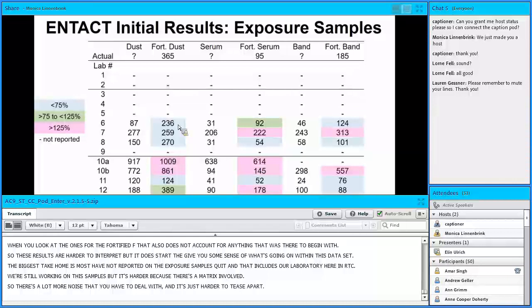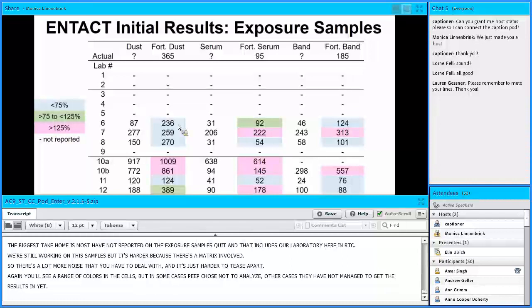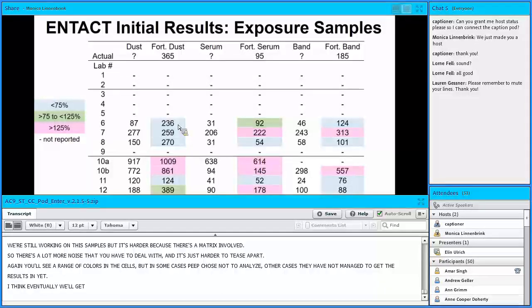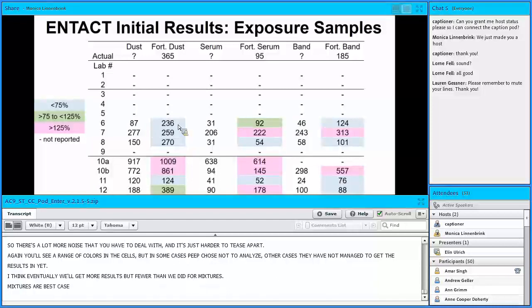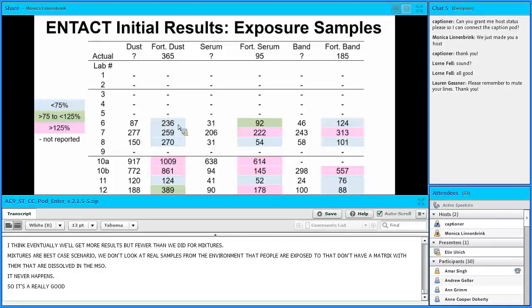Again, you'll see a range of different colors in these cells, but in some cases people chose not to analyze them. In other cases they just have not managed to get the results in yet. And I think eventually we'll get some more results, but I expect fewer results than we did for the mixtures. Keep in mind, mixtures is sort of a best case scenario. We don't actually ever look at real samples from the environment that people are exposed to that don't have a matrix with them, that are dissolved in DMSO. That never happens. So it's a really good test of the instrumental methods and the kinds of compounds that we can see in a perfect world. This is real life, and it's hard.